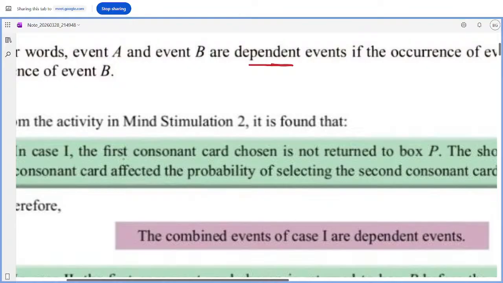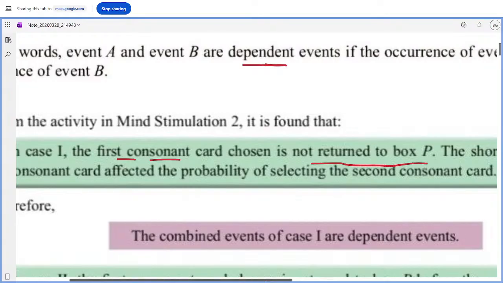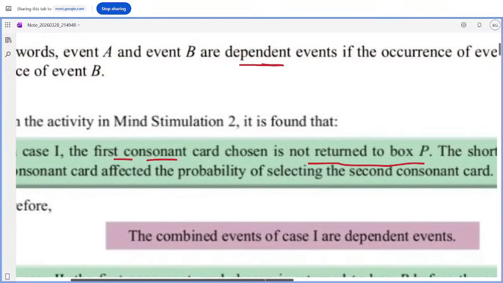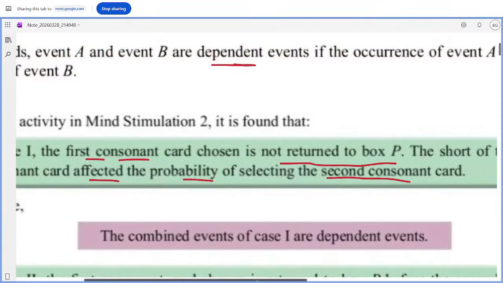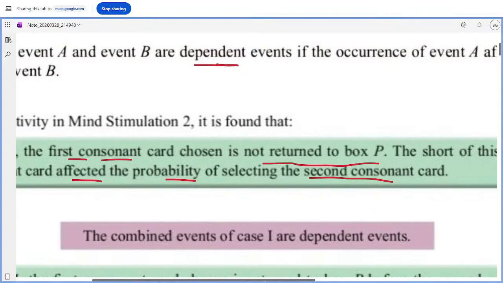Let's say in case one, they choose a consonant card and do not return it to box P. They don't return the consonant to the box. So when you don't return the consonant to the box, what does it affect? It affects the probability of selecting the second consonant. Correct? Why does it affect? Do you all know the reason? Why, when you don't return the consonant card, will it affect the probability? Simple. You can imagine and see also. What does it affect actually?